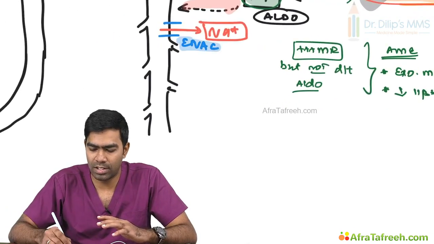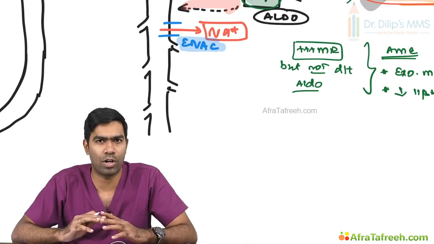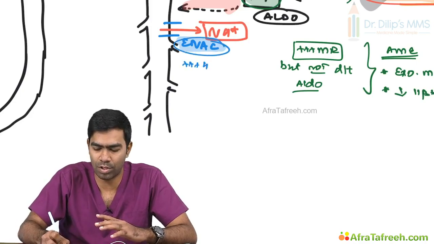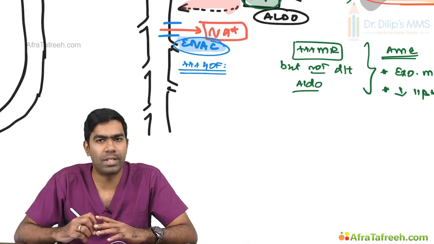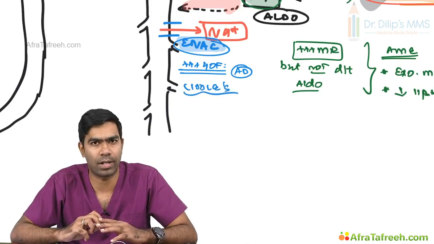Or another condition that can produce conditions similar to apparent mineralocorticoid excess is activation of these ENaC channels. That's a gain of function mutation of these epithelial sodium channels, which is an autosomal dominant disorder called Liddle syndrome. It's a very important topic again.